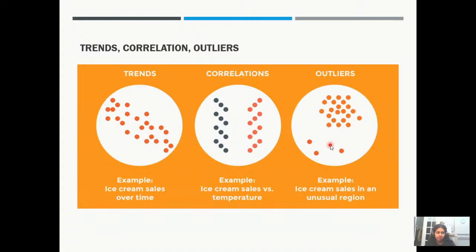So ice cream sales over time. Correlation is when there is a relation between two variables, which is ice cream sales versus temperature. And then outlier is when you want to identify an anomaly. For example, ice cream sales are increasing in 0 degree temperature. So these are the things that you can find in your data.